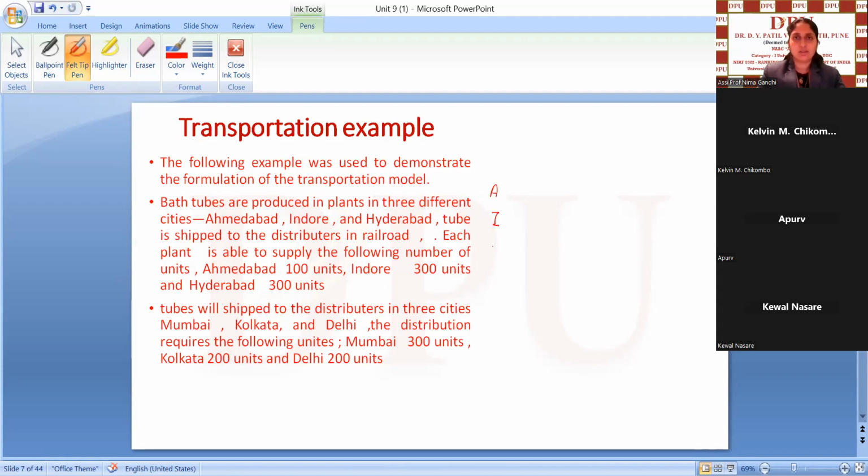Ahmedabad, Indore, and Hyderabad. So these are the sources of production, right? You can write here sources for your understanding. Ultimately you will have some destinations. Okay, so read further.